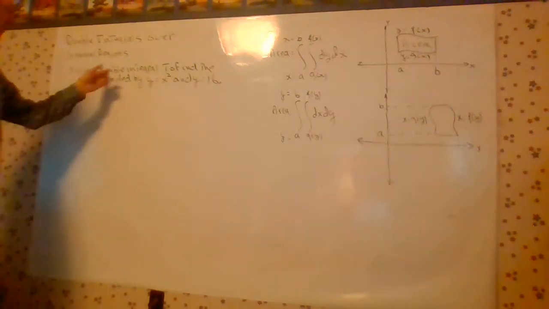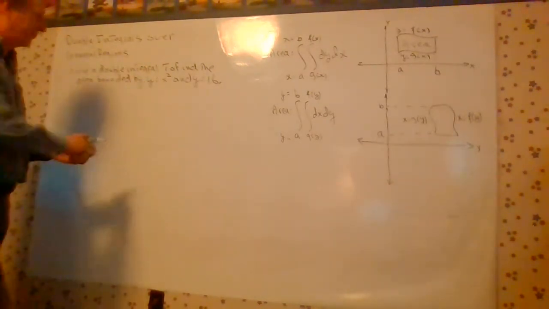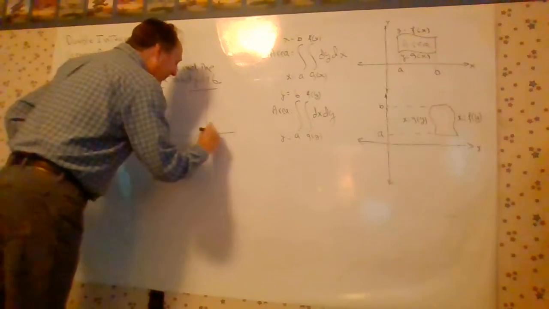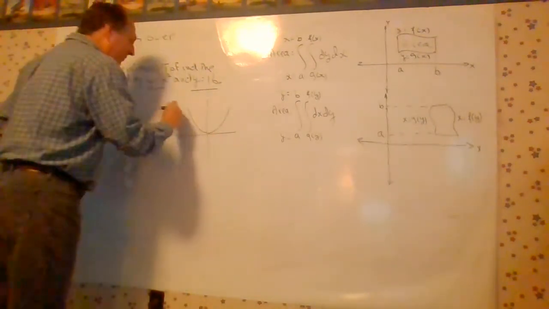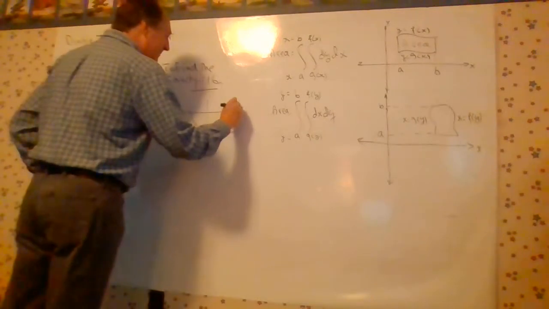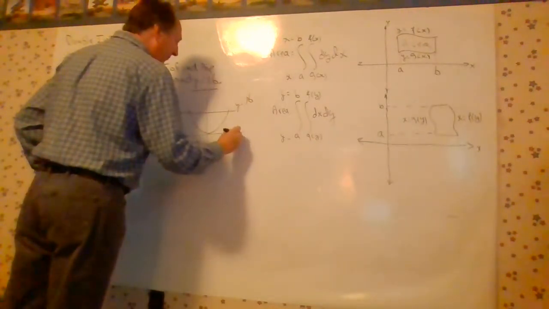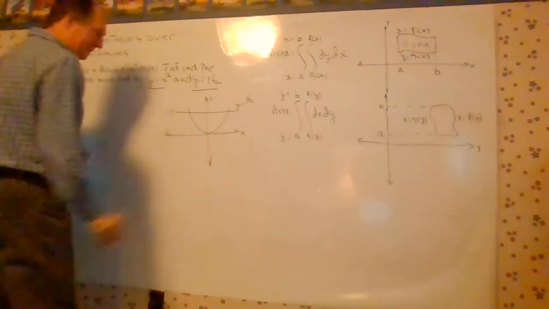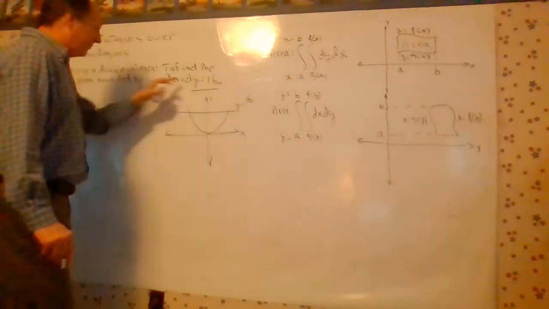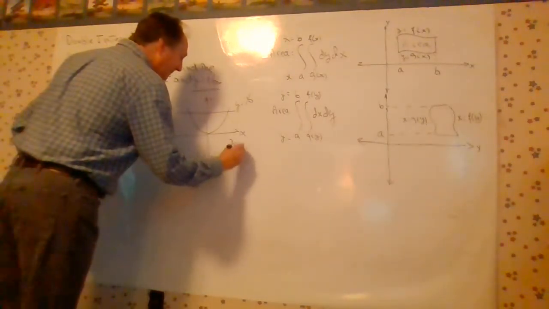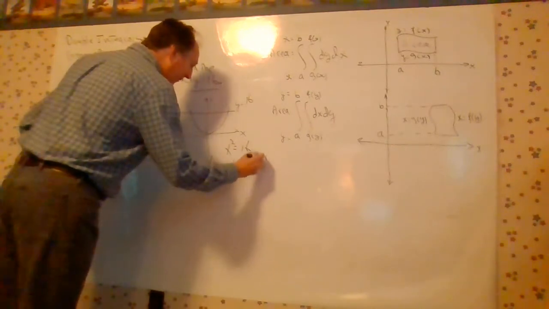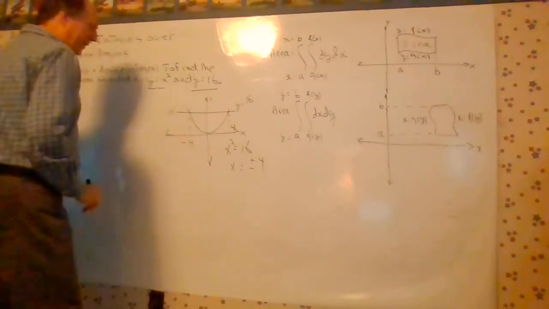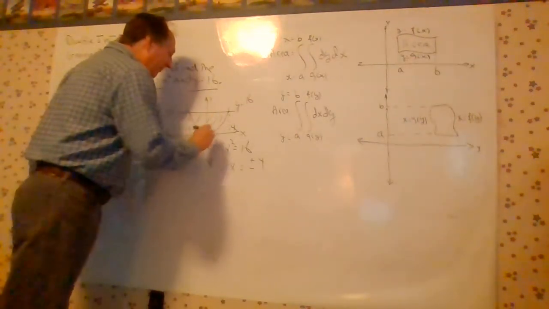Here's an example. Let's use a double integral to find the area bounded by y equals x squared and y equals 16. Fairly simple example. Easy to graph. Y equals x squared is a basic parabola. Y equals 16 is this. You can set x squared equal to 16. X is plus or minus 4, so that's 4, that's negative 4. This is the area we want.